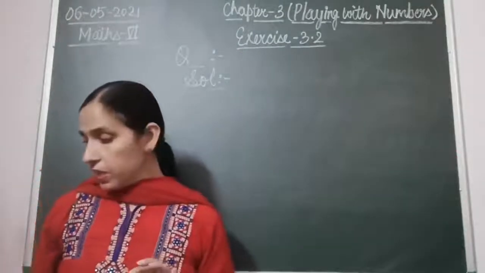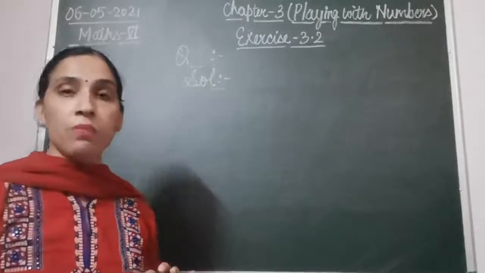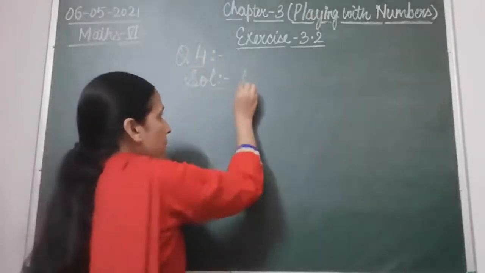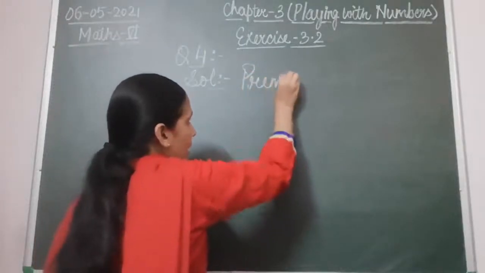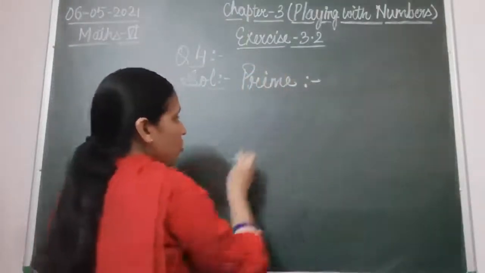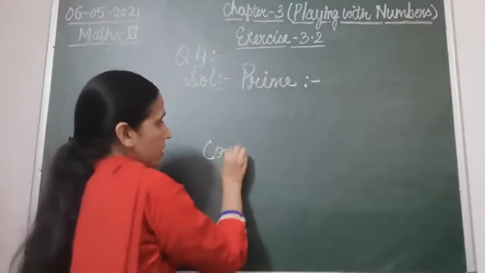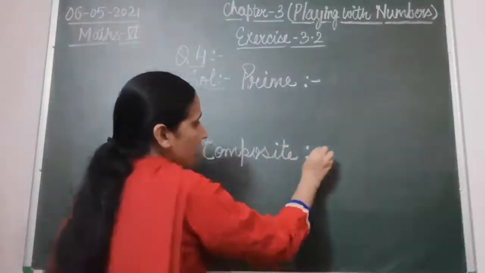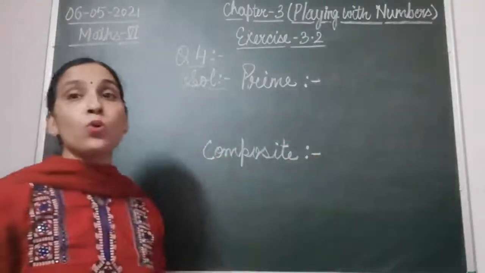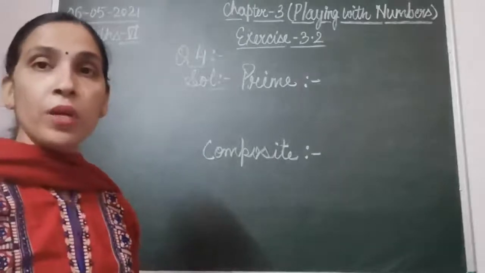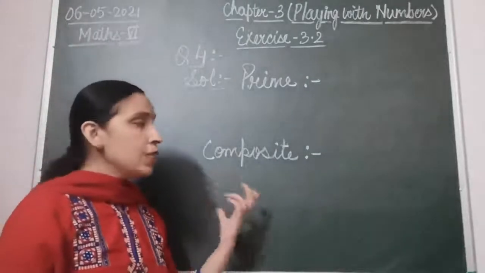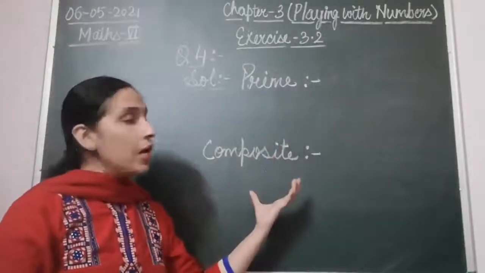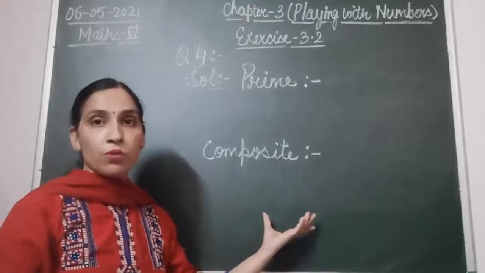write down separately the prime and composite numbers less than 20. Question number 4 is, you have to write prime and composite numbers separately up to 20. Up to 20 means till 20, whatever numbers are prime, you have to write down here, and then composite numbers you have to write down here.